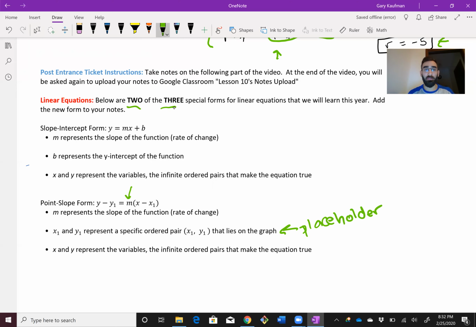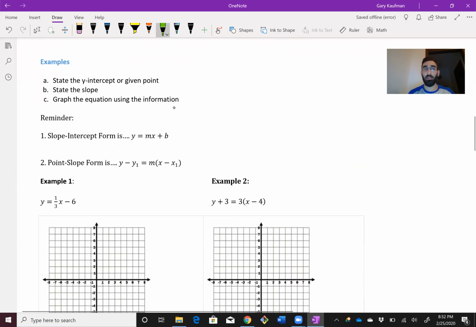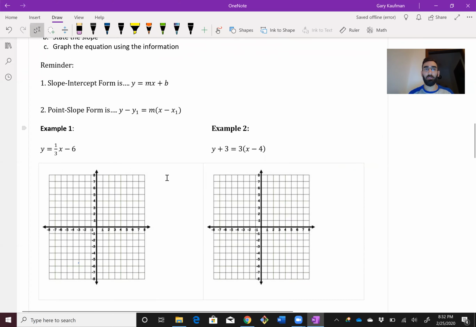So hopefully you now have that in your notes, and we're going to start to put that to use. Now, I'm going to have us state the y-intercept or given point, state the slope, and then graph the equation using the information for two examples. So let's take a look at the examples.